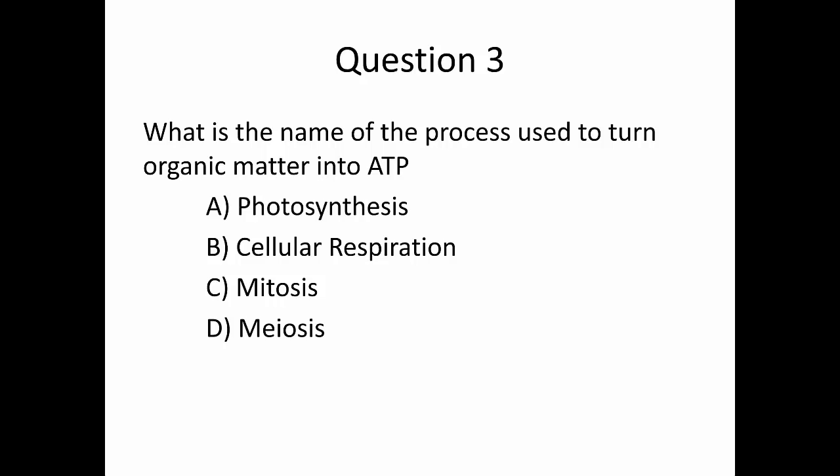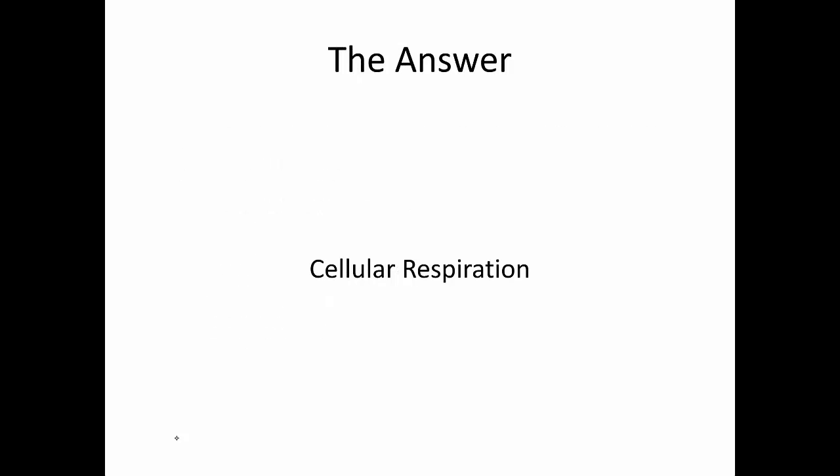So here we're going to start the new section of this lecture with a question. So this is question number 3. The first 2 questions you can find on Blackboard under the lecture worksheet. So question number 3, what is the name of the process used to turn organic matter into ATP? Hopefully that wasn't too challenging of a question since we've gone over this material a couple times now. So the correct answer here is B, cellular respiration. So that's all about going from organic matter into ATP.